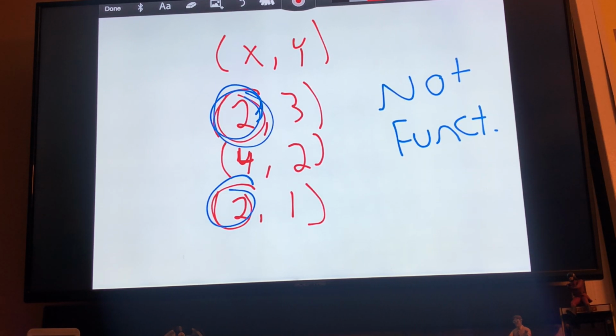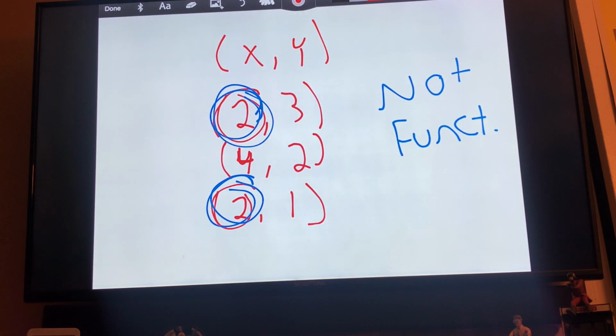Because they're shared right here. So when you're looking and it asks you if they're a function, look for ones that are being shared. So if you'll look on example 2, would A be a function? Yes, because none of the x's are the same.